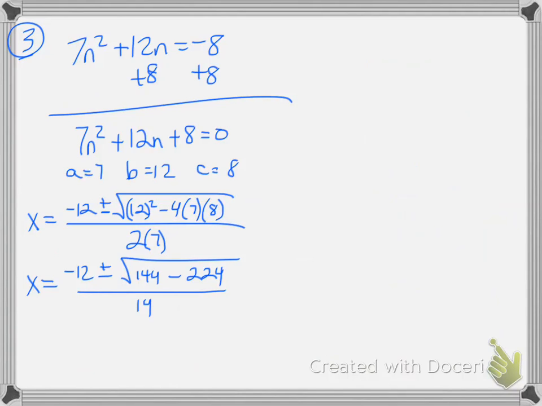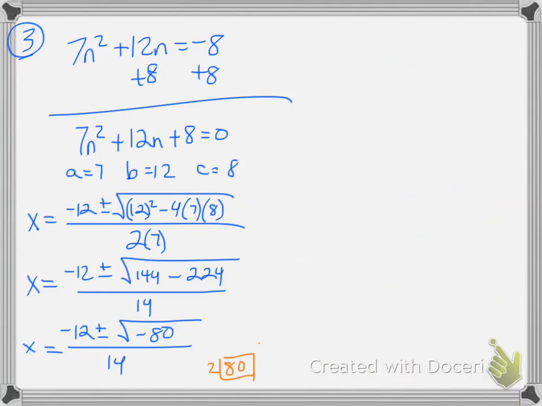all over 14. Negative 12 plus or minus the square root. 144 minus 224 becomes negative 80. Make sure you pay attention, it is a negative because the larger number was a negative. And then from here, what I have to do is I'm looking to simplify this radical. It's not a perfect square, but it can be simplified. And I'm going to use the birthday cake.